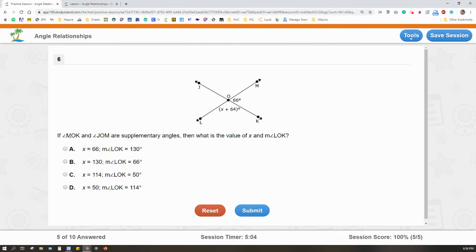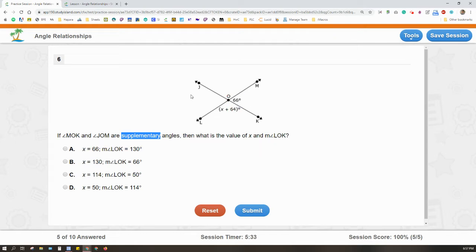If angle MOK and angle JOM are supplementary angles. What does supplementary mean? That means they add up to be 180. Complementary angles add up to be 90 degrees. Supplementary angles add up to be 180. So the sum of supplementary angles is 180 degrees. Okay? So if MOK, what's MOK? MOK is 66 degrees.